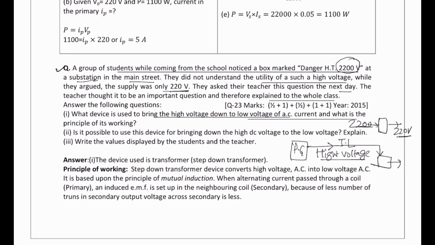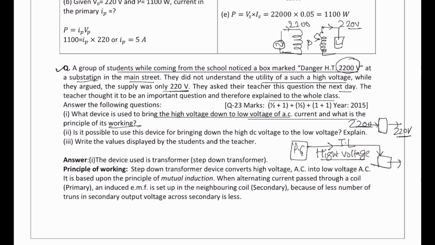For AC current, what is the principle on which it works? We already know that a transformer is based on the principle of mutual induction. The AC source, the input voltage, is connected across the primary, and the load across which we need the output is connected to the secondary. From the primary 2200 volt will flow, whereas the number of turns is made in such a way that at the output we get only 220 volt. So the principle is very clear: it is based on mutual induction.